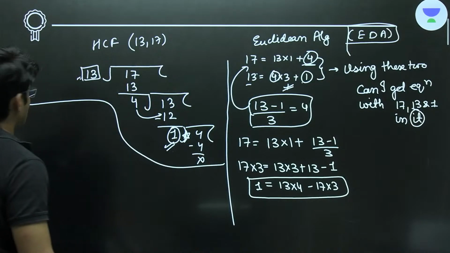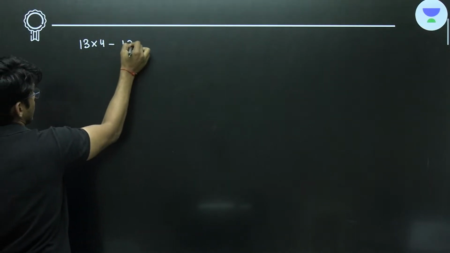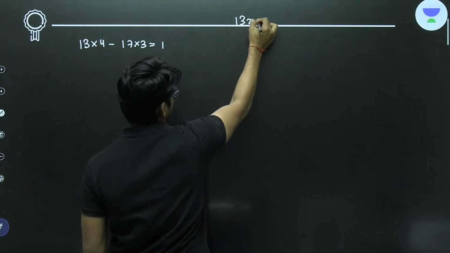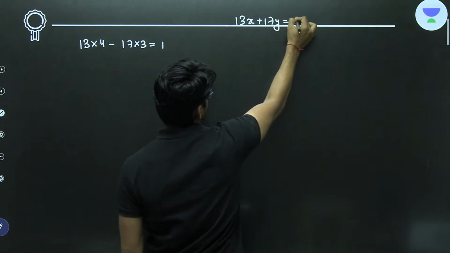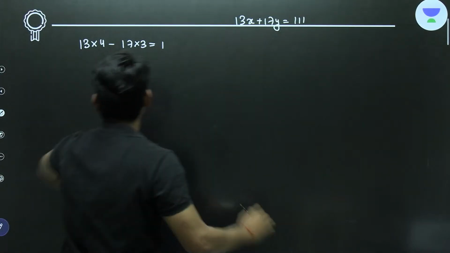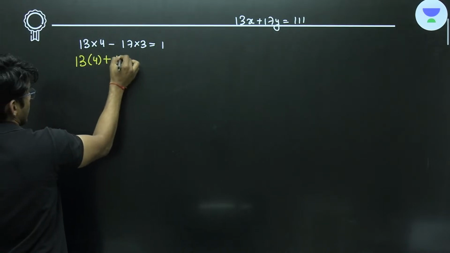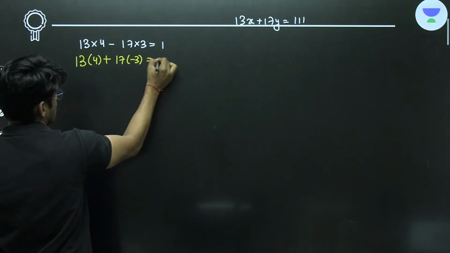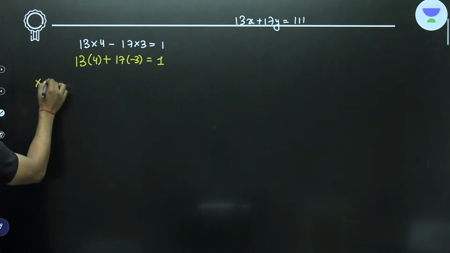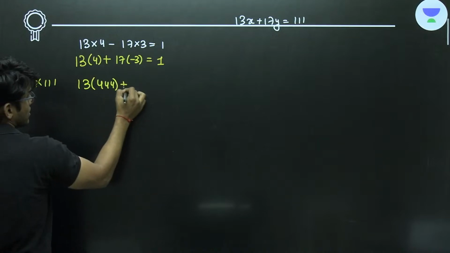Got it. So let's use this. Now I had this 13 times 4 minus 17 times 3 equals 1. Compare this with this equation. See, I have plus here. So let's make plus here. 13 times 4 plus 17 times minus 3 equals 1. Now I have 1, 1, 1 here. So I'll just simply multiply it by 1, 1, 1. 13 times 444 plus 17 times minus 333.